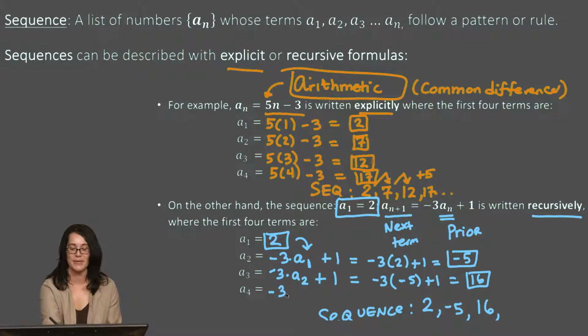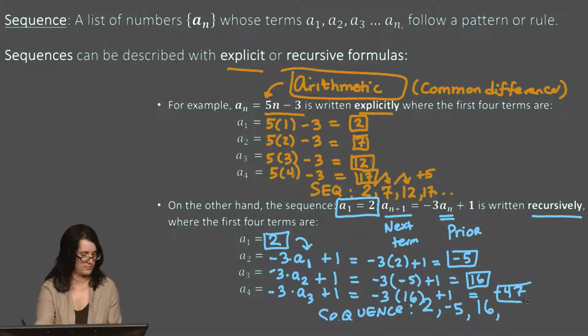Okay, how did you do? Did you do negative 3 times the third term and then add 1 to it? And what was your third term? It was 16. So negative 3 times your positive 16, that's negative 48, plus 1. Did you get negative 47? That's what I got. Good job.